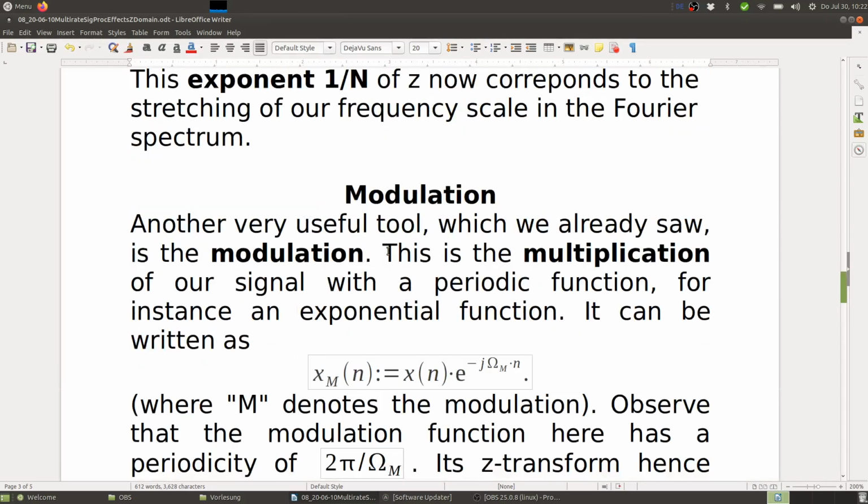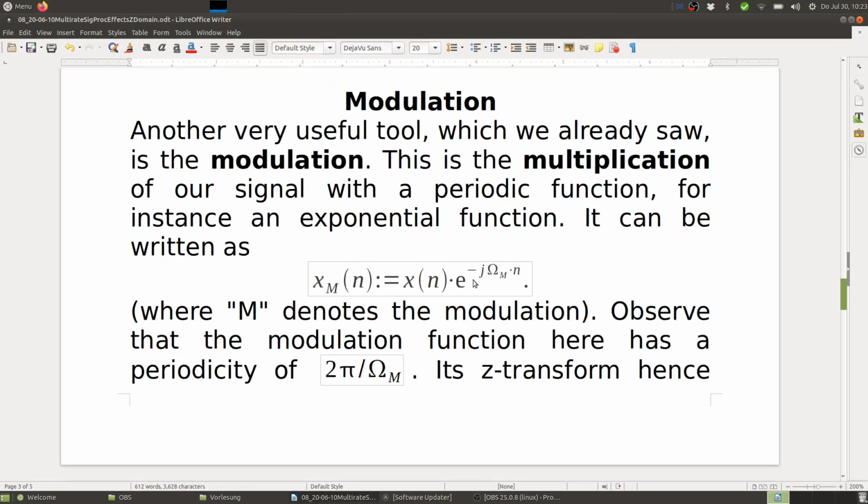Yeah, another useful tool was modulation, which we already saw. This is the multiplication of our signal with a periodic function, for instance an exponential function. It can be written as this. So we have our signal x of n, and then we multiply it with some periodic function, for instance this exponential. So remember, usually we have sine or cosine, but they just consist of two of those complex exponentials. So this is a very generic formulation.